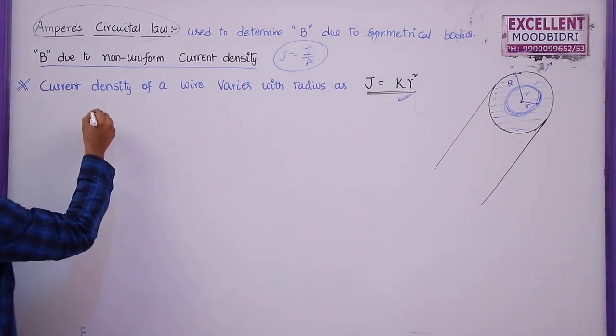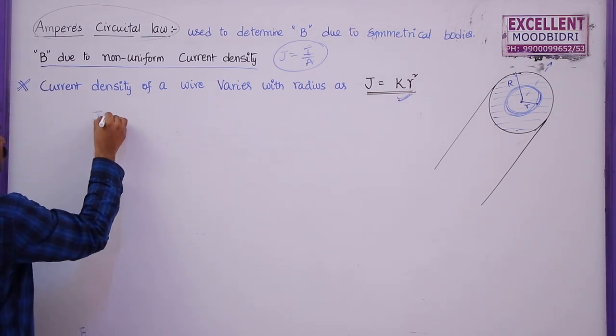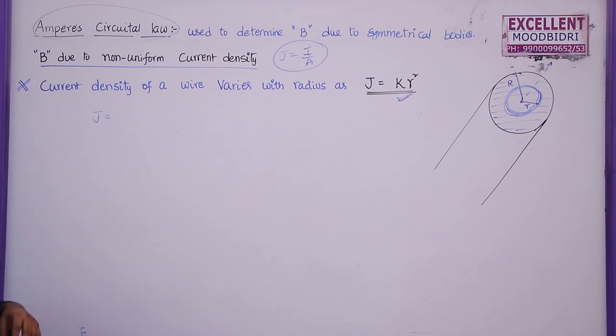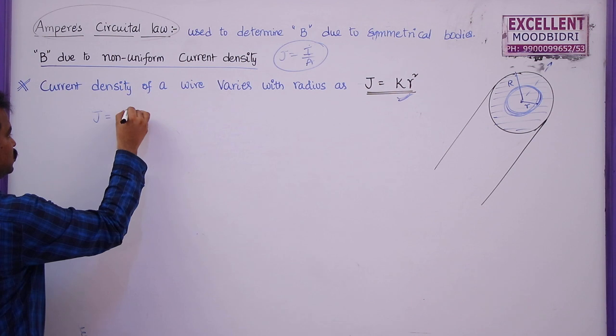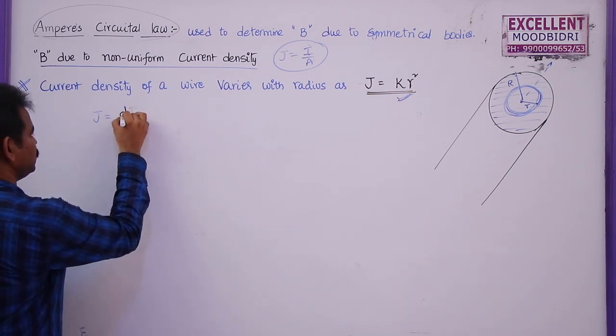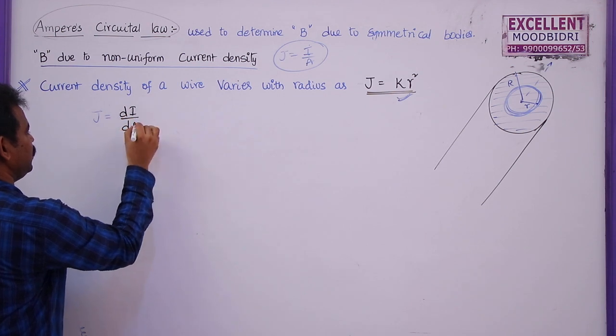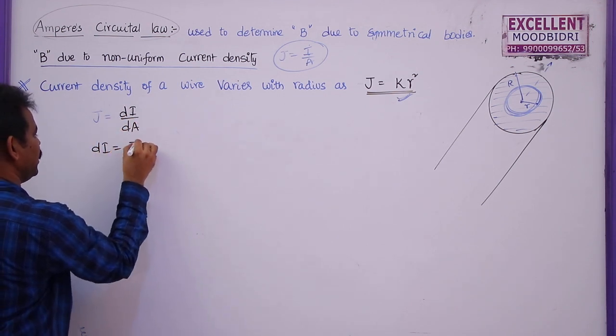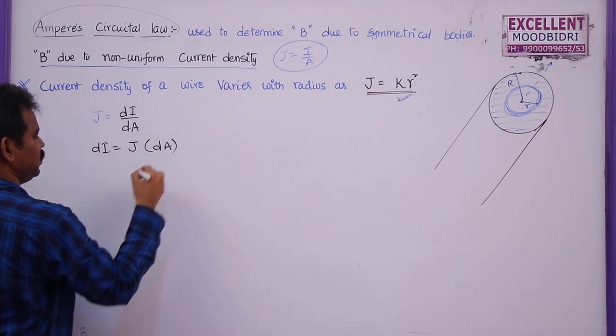The current density is given by current divided by area, that is, a small current in that region by a small area. So this is dI by dA. So dI can be written as J into dA.